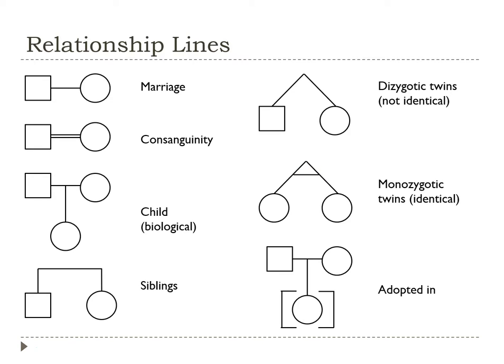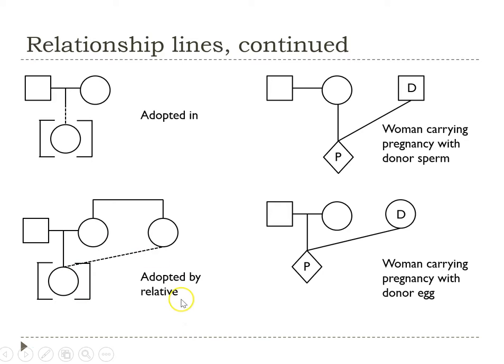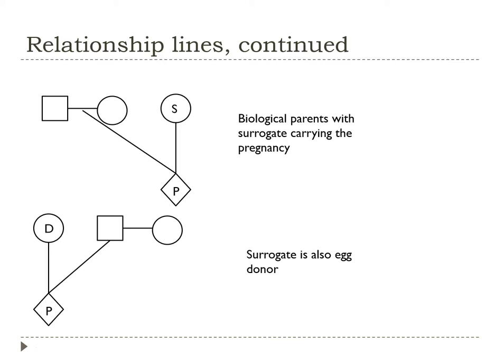And then the next more dangerous state is when the twins are in the same sac, and conjoined is when it happens really, really late, when certain organs have already been determined. And then here we have adopted in, adopted by a relative, a woman carrying the pregnancy of a donor egg, so she's pregnant, but the biological is a donor egg or a donor sperm. So these are all the things that we might need to use at times. The biological parents with a surrogate carrying the pregnancy, so the pregnancy is biologically related to them but being carried by somebody else, and the surrogate is also the egg donor.